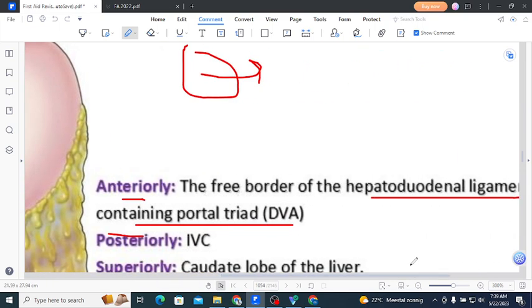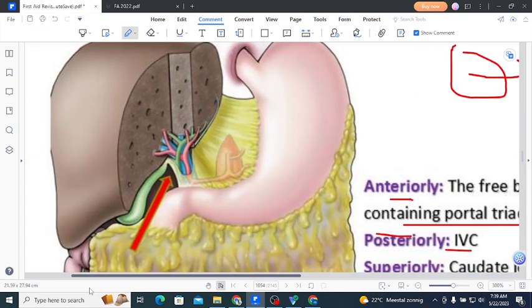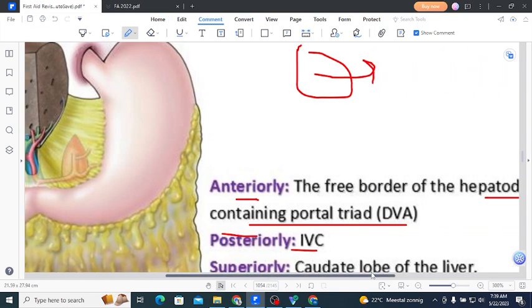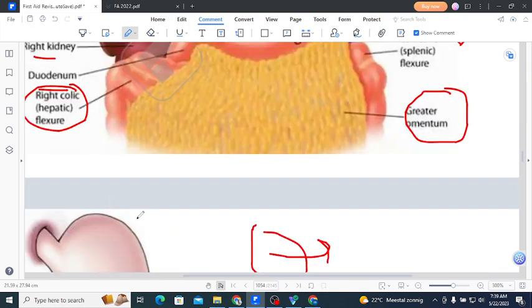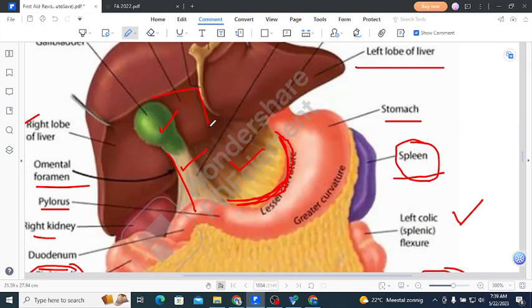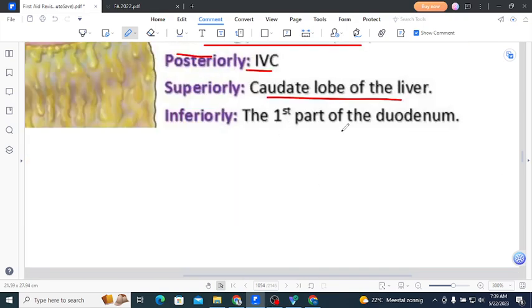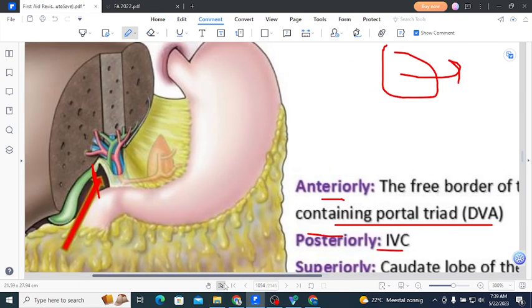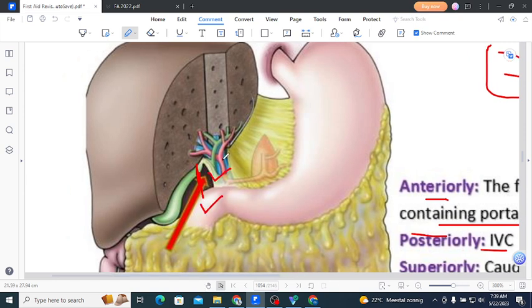Then posteriorly we have the inferior vena cava. You can't see it in this picture, but the inferior vena cava is located posteriorly. Then superiorly we have the caudate lobe of the liver, which is present superior to the epiploic foramen, and inferiorly we have the first part of the duodenum. So the anterior and inferior relationships are very clear, because the anterior structure is the portal triad. Inferiorly we have the upper part of the duodenum, posteriorly the inferior vena cava, and superiorly the caudate lobe. That's it.